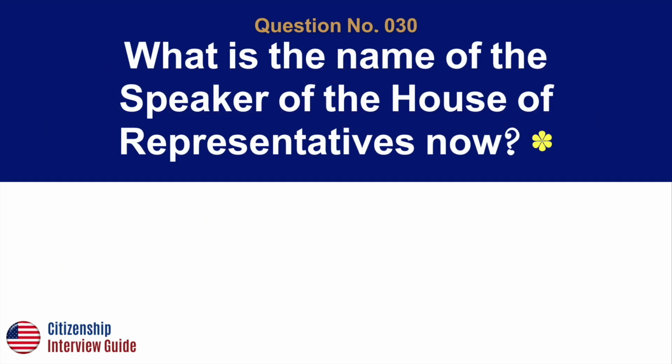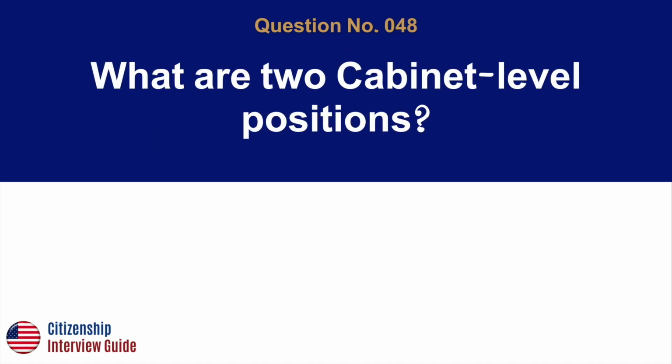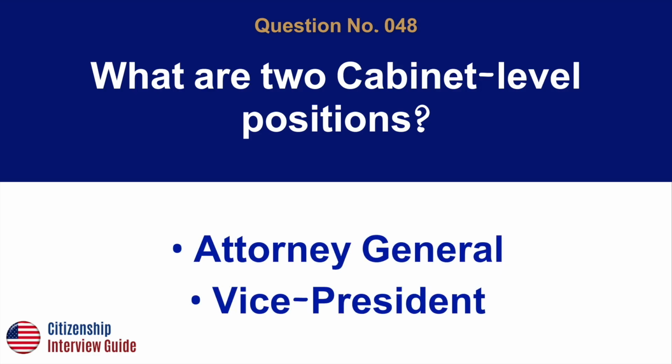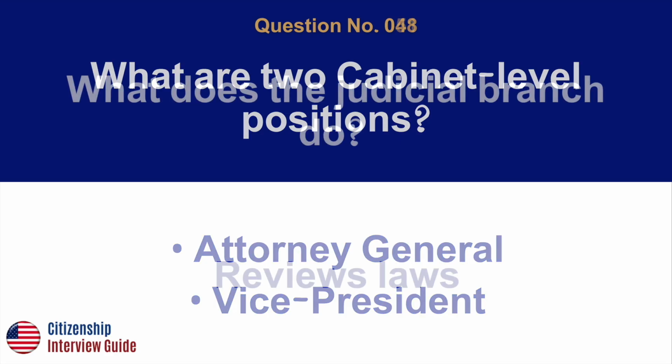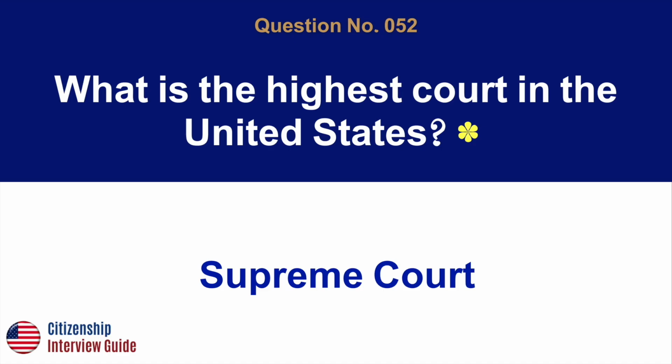What is the name of the Speaker of the House of Representatives now? Mike Johnson. What are two cabinet-level positions? Attorney General, Vice President. What is the highest court in the United States? Supreme Court.